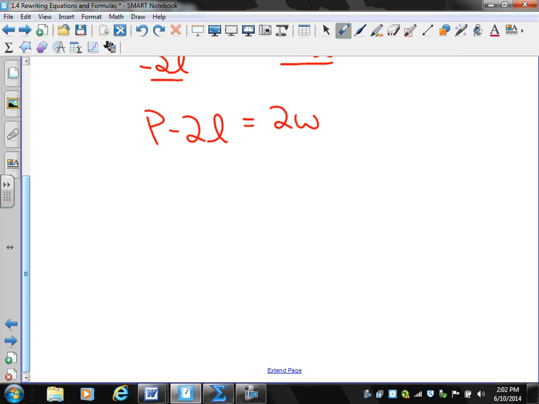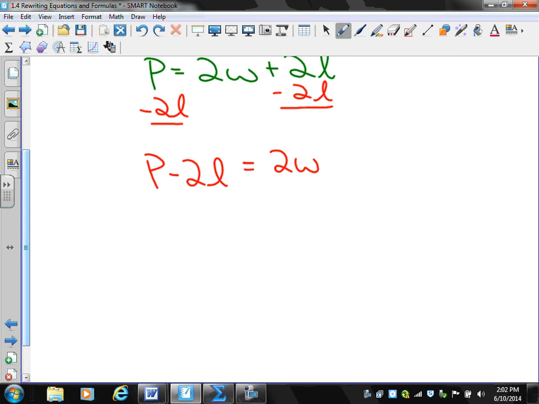So again, I want to get one W by itself. So I want to unwrap this multiplying by 2 right here, right? I want to get rid of that. So what can we do to get rid of or unwrap the multiplying by 2? Well, I'm going to divide by 2. Okay, so I divide both sides by 2, and I get P minus 2L all over 2 equals W.